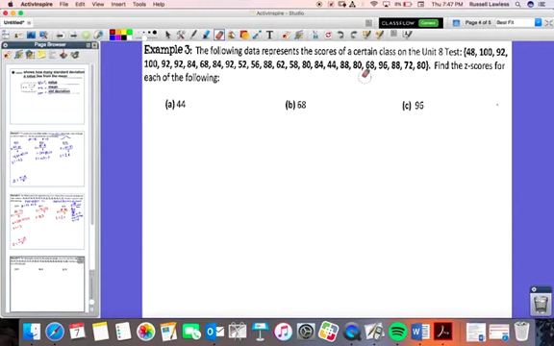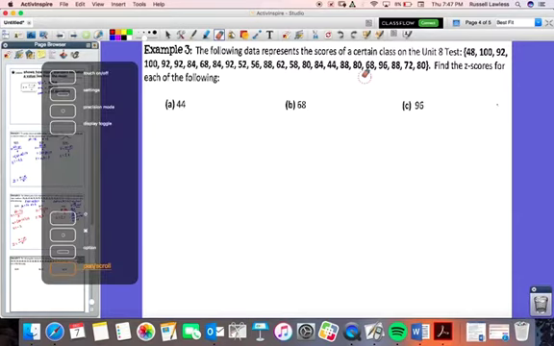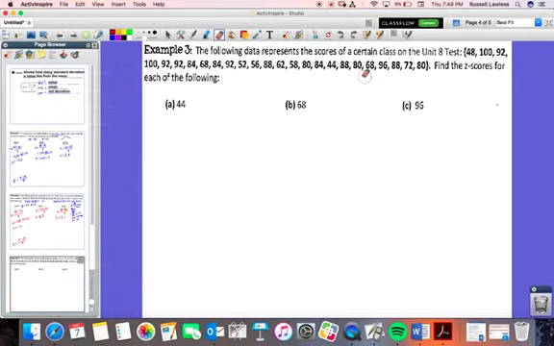So, reminder, hit stat edit, go up to that L1, clear it out, get rid of all those data points. And after you clear it out, let's go put in the data points. So, to clear it, you go to L1 again, hit clear, then enter. After you do that, edit. Okay, there we go. Let's put in the data points.